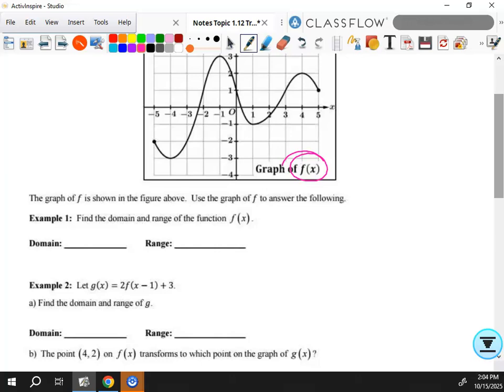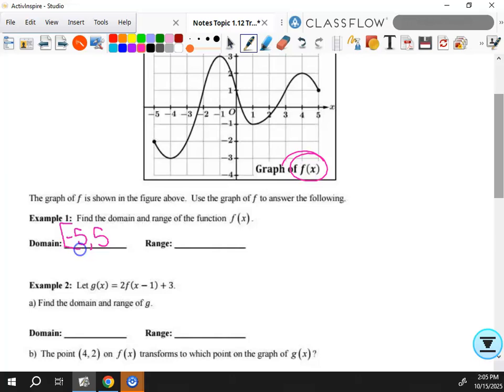So the first thing that I'm asked for is just the domain and range of F. That's an Algebra 1 question. That's easy. I just get it straight from the graph, right? Where does my domain start? Negative 5. And it goes to 5. Good. Do I include them both?